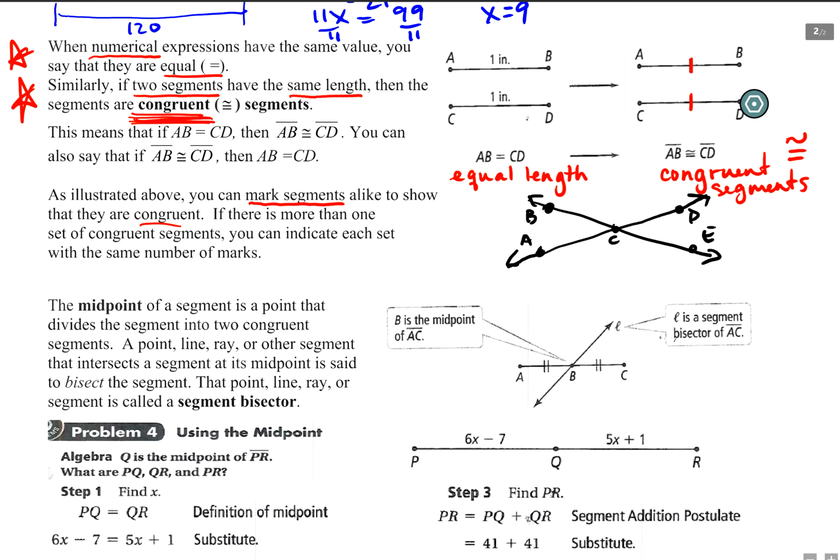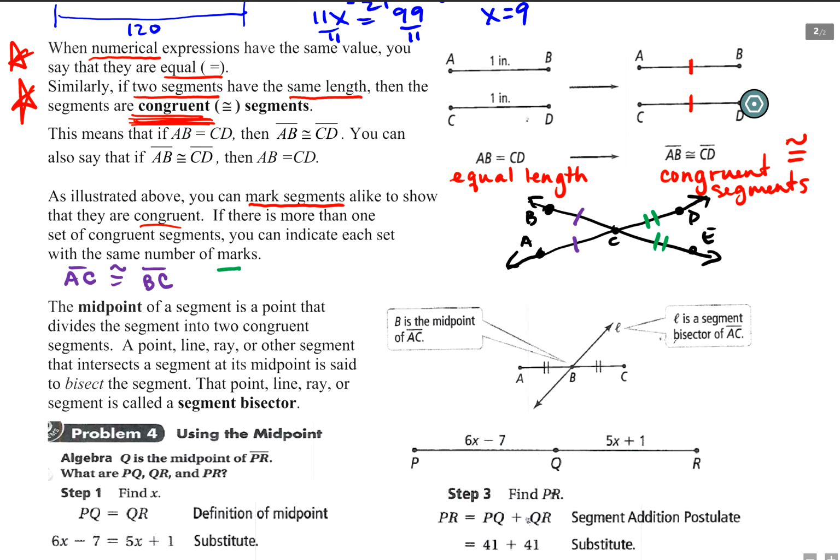And I am going to say that these two segments are congruent. So I can say that segment AC is congruent to segment BC. Notice how I'm using proper notation. And I am also going to say that those are congruent. So segment CD is congruent to segment CE.